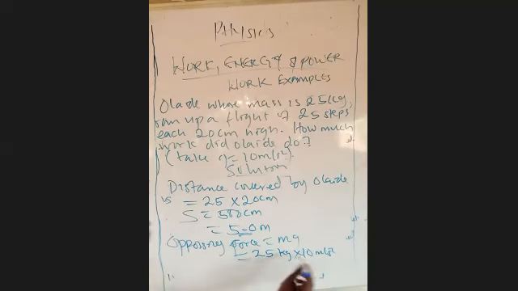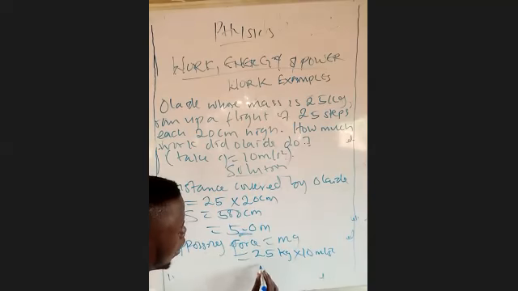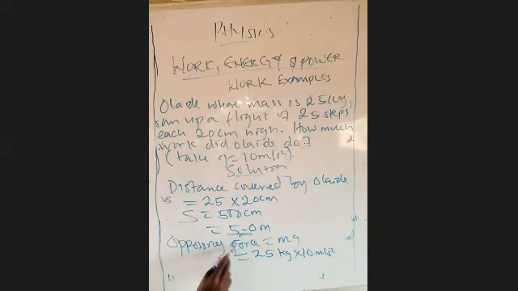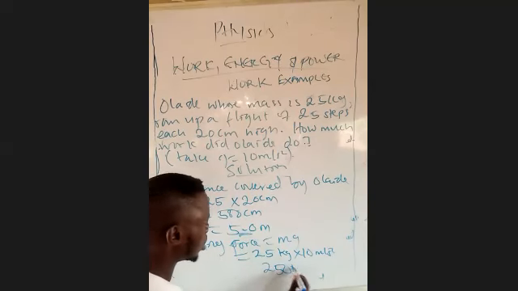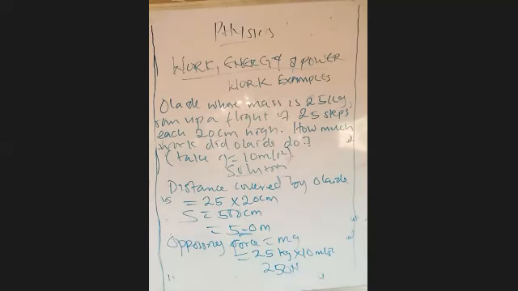Now, 25 times 10 will give us 250 force. The 250 what? Newton. That is the unit of force. Now, opposite force Mg is 25 kilograms times 10 meters per second square, which is equal to 250 Newton. Here is the opposite force of the force of Olaide.